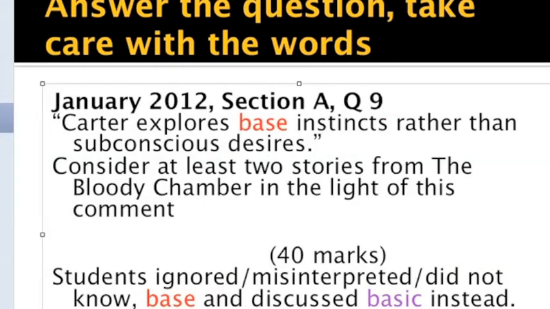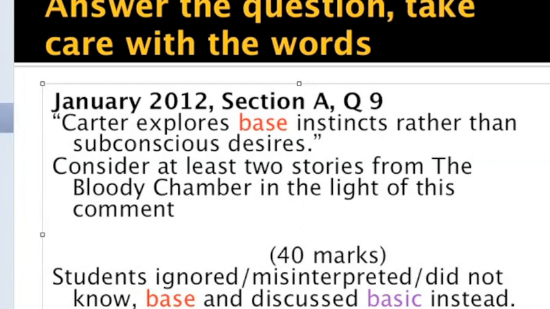I just want to refocus on the way certain questions are actually worded and how some students can make some glaring mistakes with the wording of a question. So you're asked to answer the question, but take care with all the words.